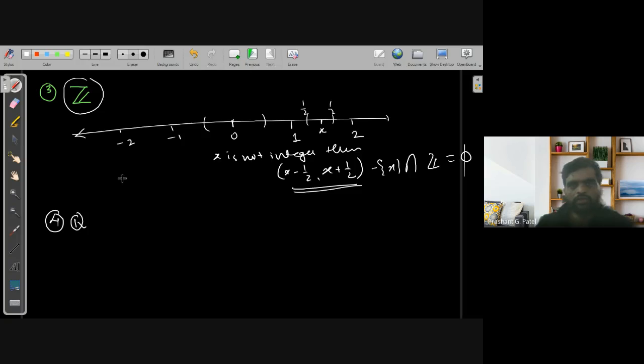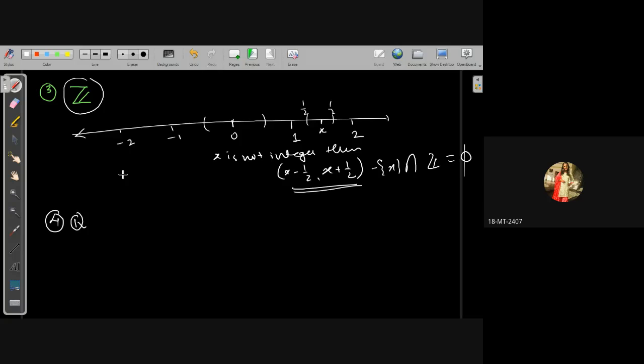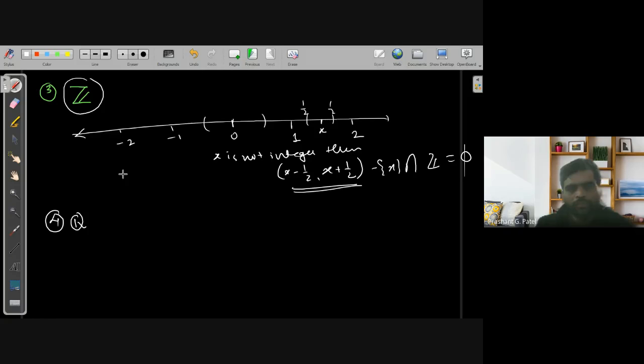What is your answer? Here also I need the answer from you guys. Sir, all the real numbers? All the real numbers. Why? Because if you pick any rational number, in the neighborhood of that rational number, whatever the point is there, whether it is rational or irrational, if it is an irrational number, then always there will be a rational number in between them.